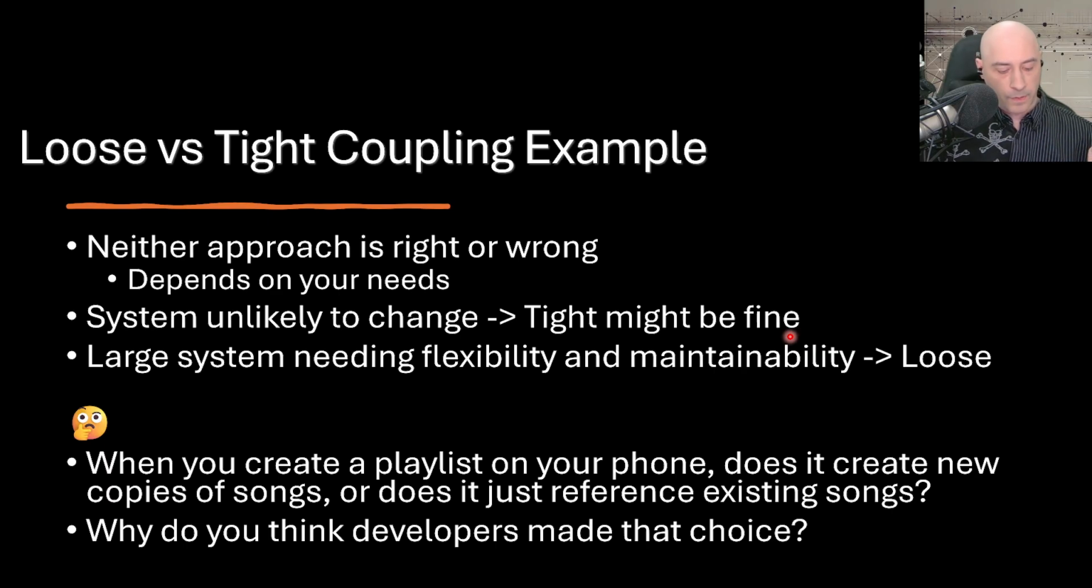So consider this. When you create a playlist on your phone, does it create new copies of songs or does it just reference existing songs? And why do you think developers made that choice? Those are important things to think about when you're creating your own projects because you'll have to make similar choices. And I'm sure what most playlists do is just reference existing songs, right? And the reason is they need that flexibility, they need that maintainability. And there's no reason for a playlist on its own to create something that already exists on the songs elsewhere.